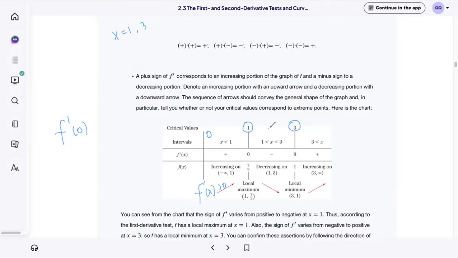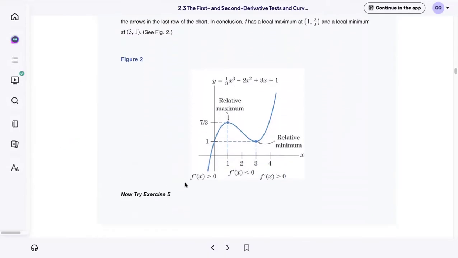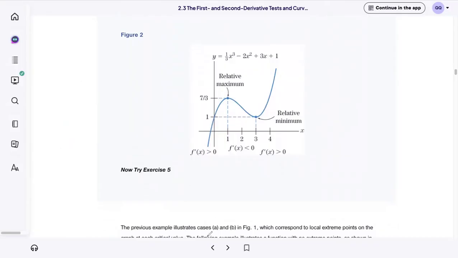This is positive, so that means the original function increases. Then in between, we can just pick 2 and evaluate f prime of 2 to see if it's positive or negative. If it's positive, the function increases. If it's negative, the function decreases. But since we already know 1 is a critical point, it turns the increasing to decreasing. So as long as we figure out the first one, the rest just come along. That's a beautiful thing for polynomial functions.